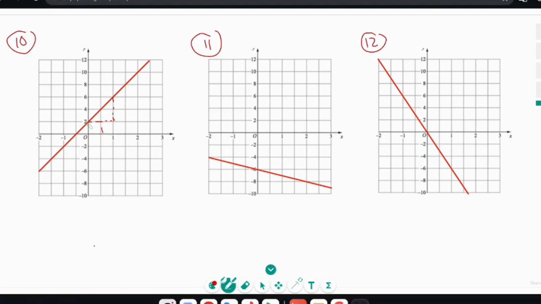So you've got 1 here going up in 2s. So from 2 to 6, 4. So your gradient is 4 over 1. Your y-intercept is 2. So your equation is y equals 4x plus 2.